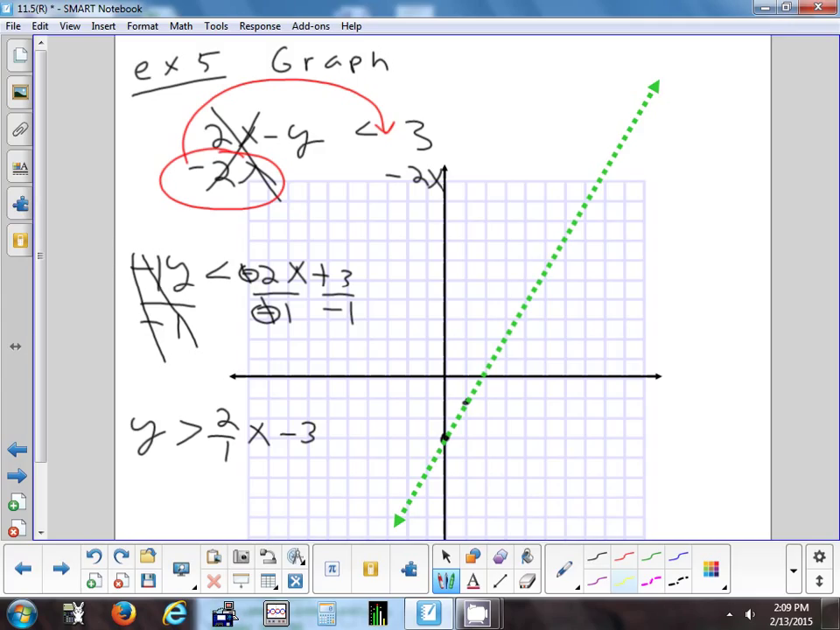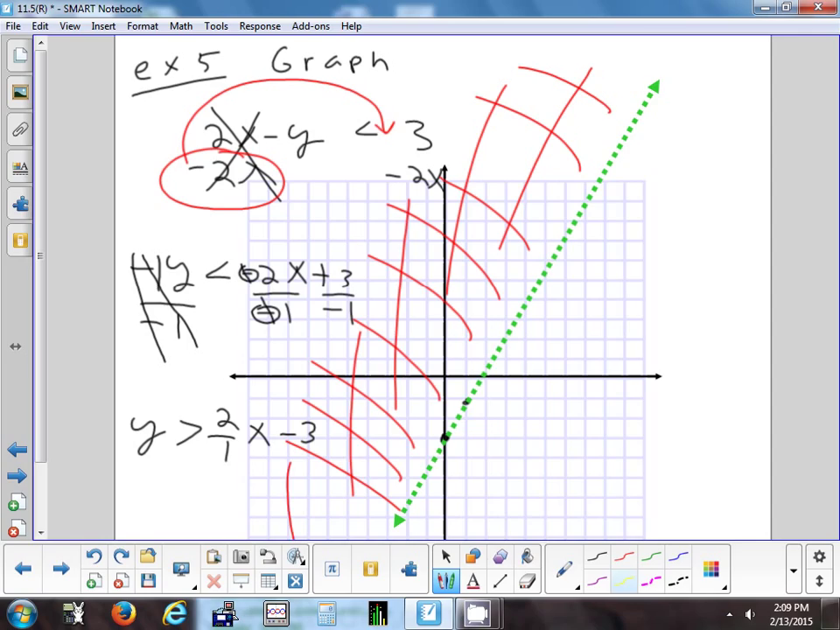Now we have to decide where to shade. What kind of symbol is this? Greater than. So if you think greater, greater is what? Above. Greater is above. Shade everything above. It would keep being shaded. I just didn't want to write over all our work. Okay, any questions on that?